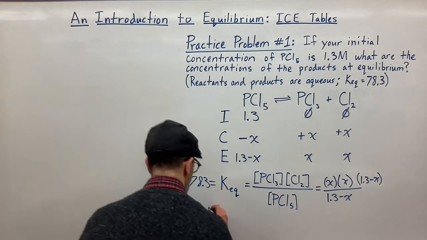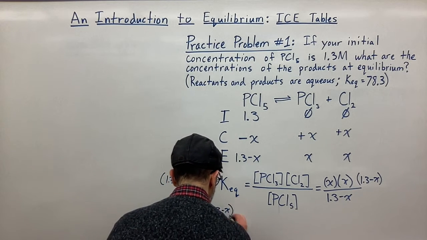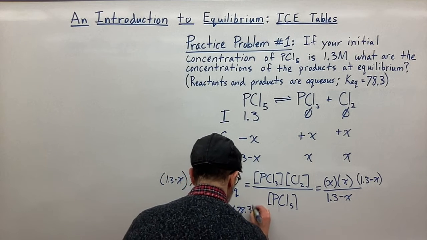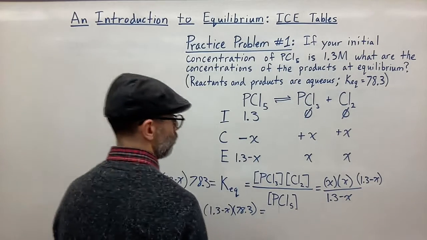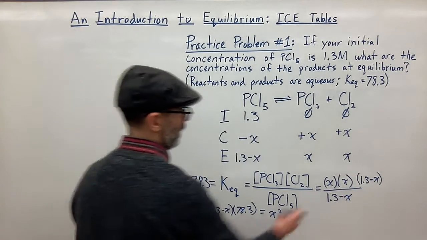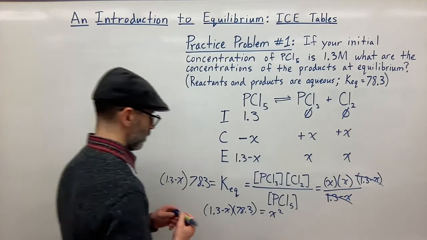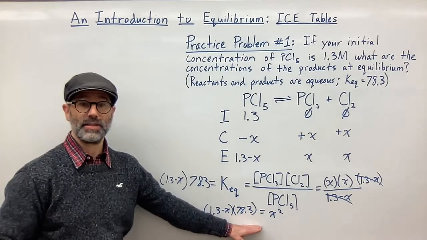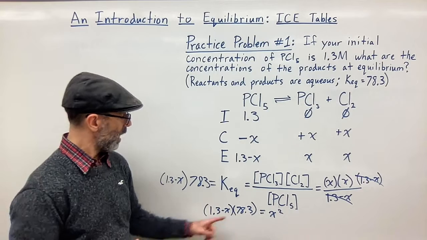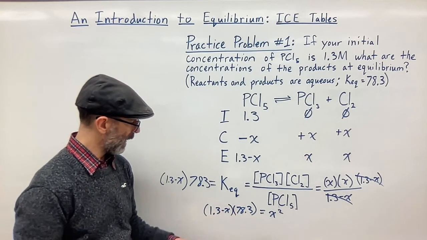And so then I'll end up with 1.3 minus X times 78.3, and that's going to be equal to X squared. So this is X squared, right? X times X is going to be X squared. This is going to cancel out. All right, so now you can kind of see how the quadratic equation is coming about. I need to do the FOIL here.